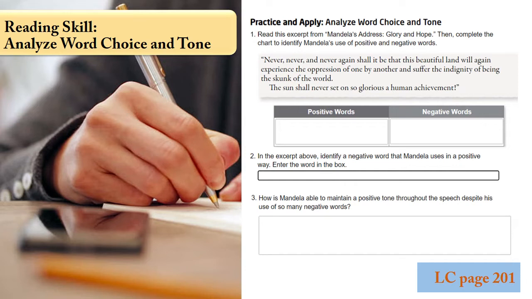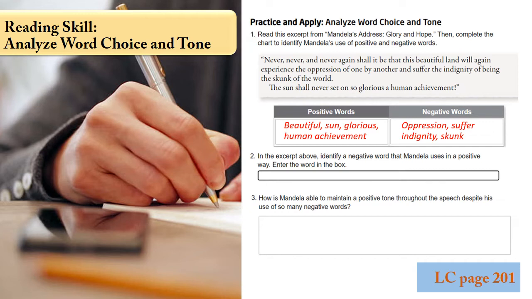What are the positive and the negative words that you notice from the excerpt? Write them now. So as you notice, some of the positive words that you see are beautiful, sun, glorious, and human achievement. On the other hand, we have some negative words such as oppression, suffer, indignity, and skunk.